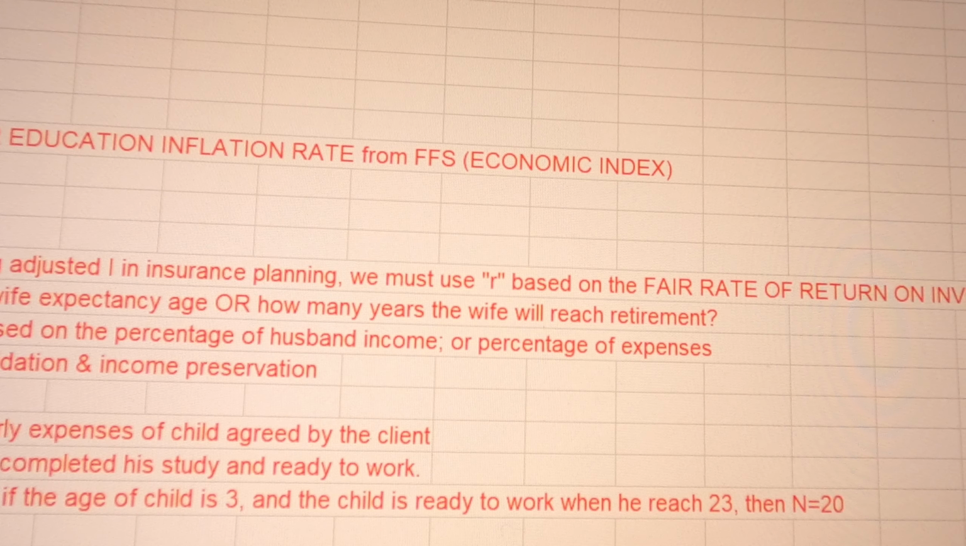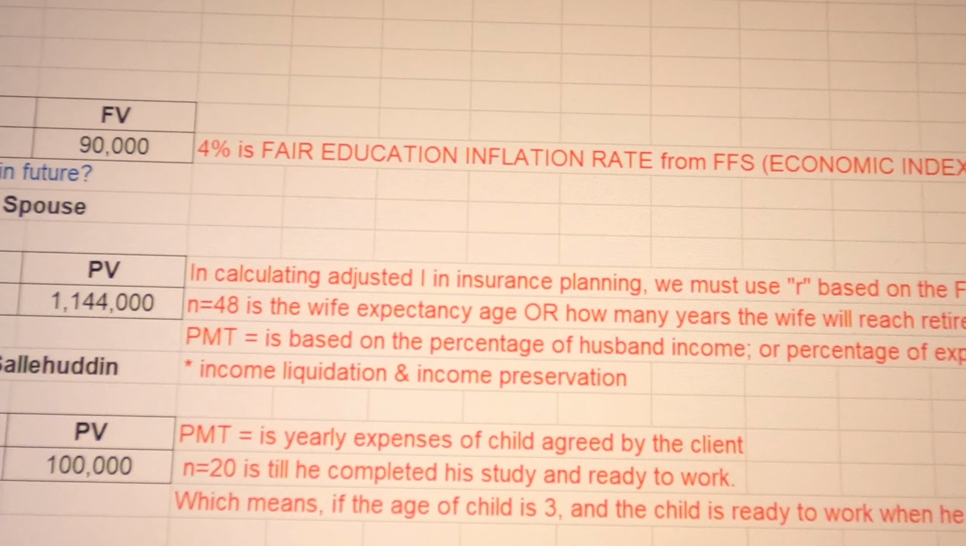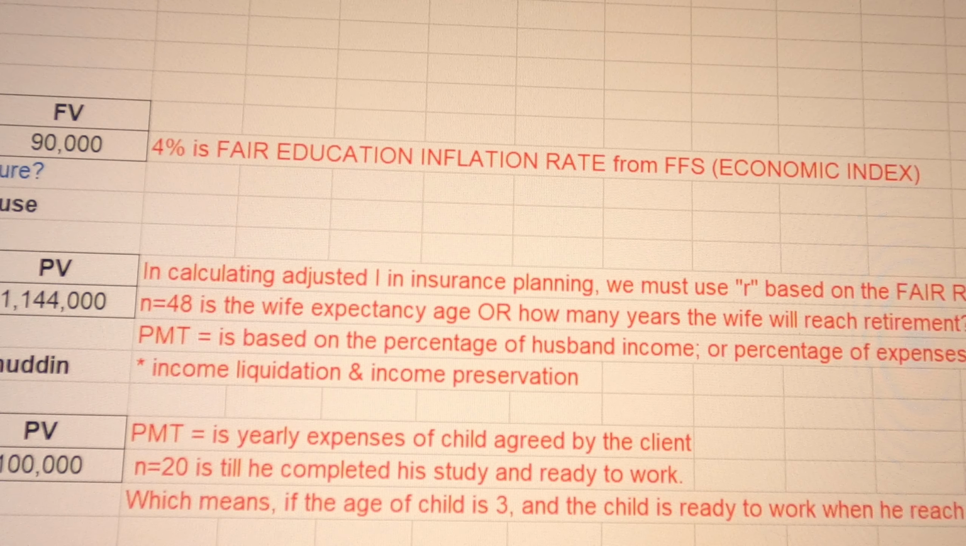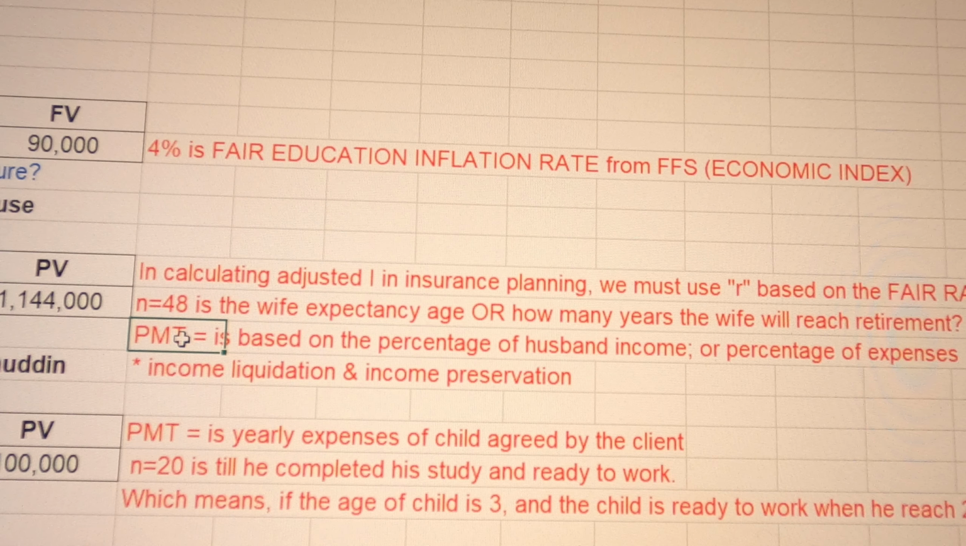Okay, it is based on the percentage of the husband's income. So let's say the wife said, "I'm happy to have like 40% out of the salary of the husband." Then you have to get 40%. You go to the fact finding sheet on the salary only, don't need to take the bonus. So take that 40% times the salary, then let's say the amount is 36,000, then the PMT is 36,000.